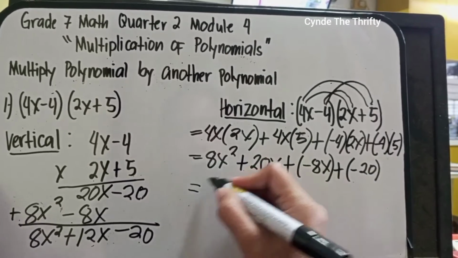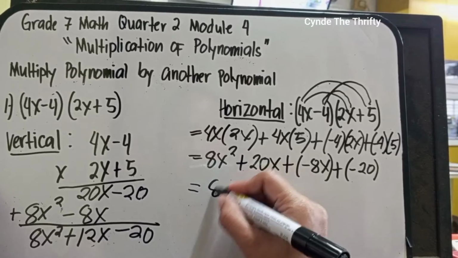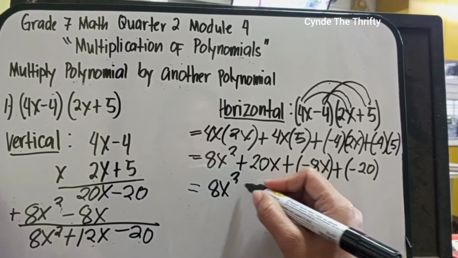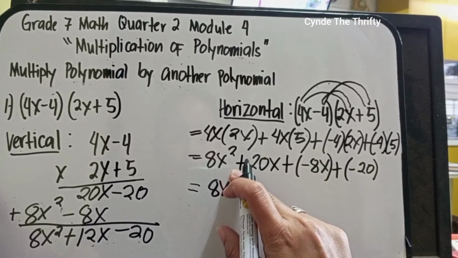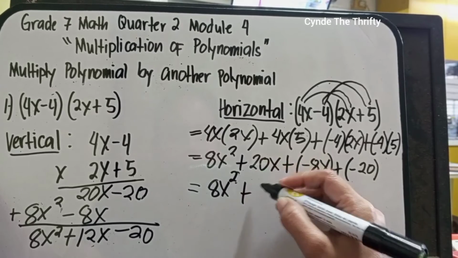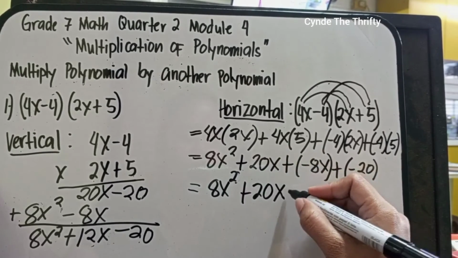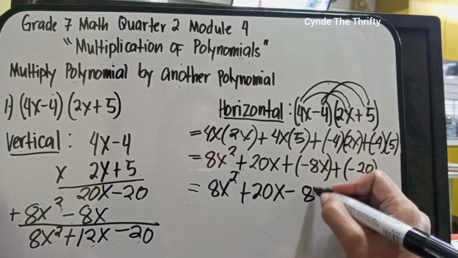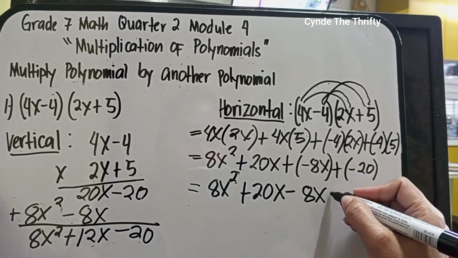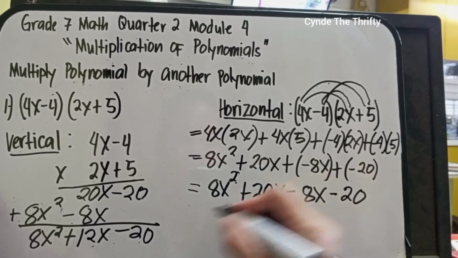So, i-simplify na natin ang ating sagot. 8x squared plus, this is squared, plus 20x. Positive times negative is equal to negative 8x. Positive and negative is equal to negative 20.